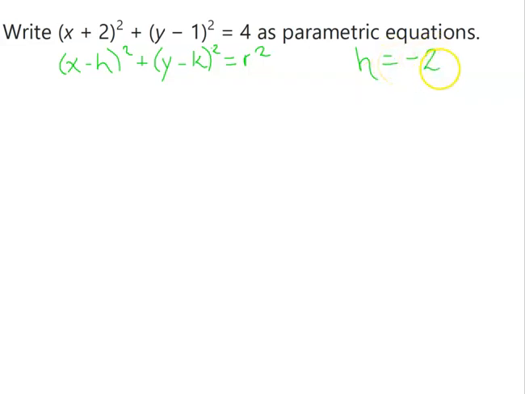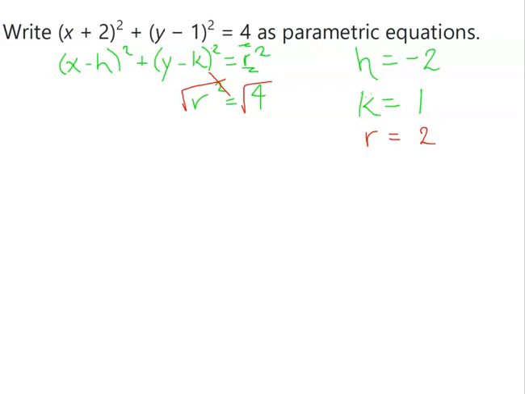So h would be -2 because remember it's subtraction and the 2 is being added. K would be 1. And then sidebar, we're going to solve for the radius of the circle, setting r squared equal to 4. Get rid of the square by square rooting both sides. And the radius, while solving it mathematically, would be positive and negative 2. Keep in mind the radius is a distance, so we're only using +2 as the answer.